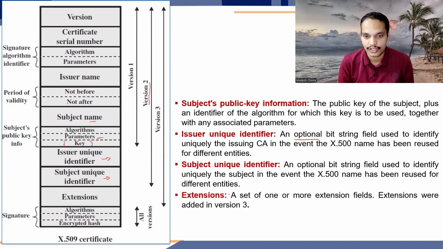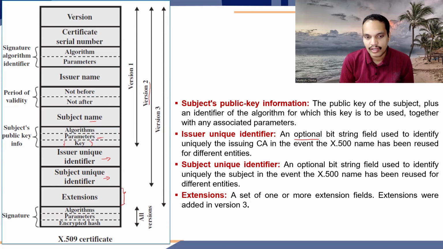And then come the extensions. There are a lot of extensions which were added in version 3. Not all the extensions are used every day for every certificate. There are multiple extensions which we will discuss in another video. The purpose of adding these extensions is to provide extra information about the certificate: what the certificate is to be used for, what it cannot be used for, key information, policy information, subject information, all that extra additional information that we can add. These extensions are part of version 3.